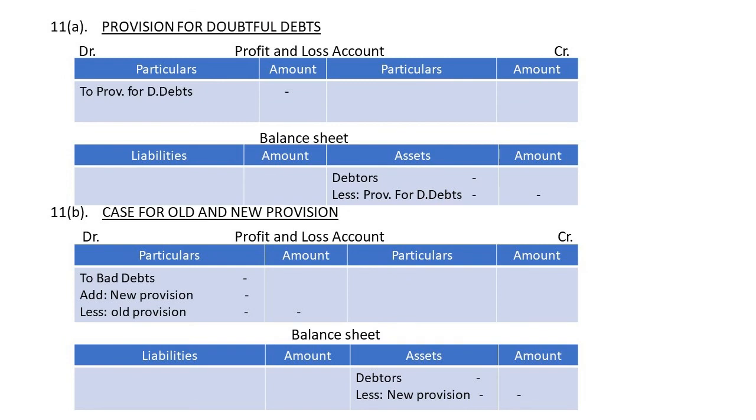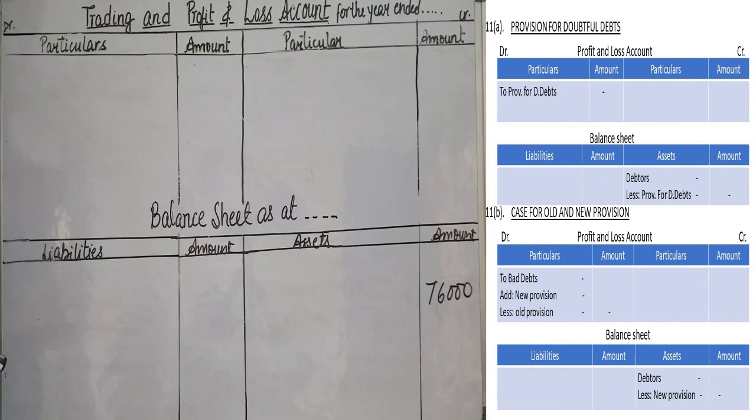Now, sometimes in questions, we are provided with bad debts, old provision, new provision, debtors, everything. Now, in such cases, new provision will be added to the amount of bad debts on the debit side of profit and loss account, and then from that amount, old provision will be deducted to discard that old provision. Now, as the percentage of new provision was given in the adjustment, so the second treatment of this new provision will be that it will be deducted from the debtors on the asset side of the balance sheet. The case for old and new provision.